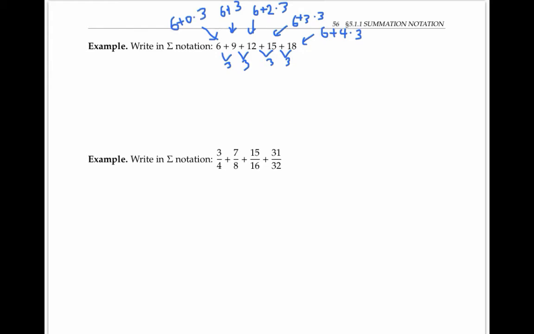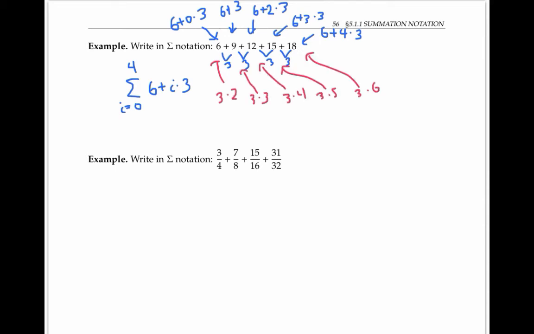Now we can write the sum as sigma of 6 plus I times 3, where I ranges from 0 to 4. Here, we're thinking of 6 plus 3 as 6 plus 1 times 3. Now there are other ways to write this sum in sigma notation. For example, we could notice that each of the terms is a multiple of 3, and in fact, 6 is 3 times 2, 9 is 3 times 3, and so on. And so we could write our sum as sigma of 3 times n, where n ranges from 2 to 6.